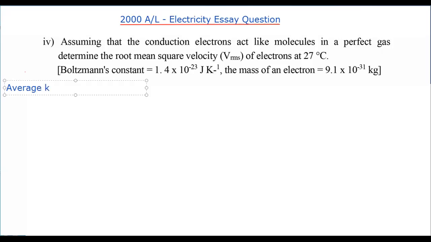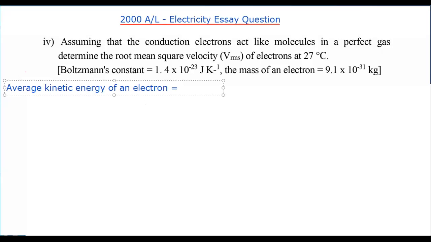Average kinetic energy of an electron can be found in two different equations. What are the two equations here? For the Roman number 4, please start. Average kinetic energy of an electron can be found by the following two equations.